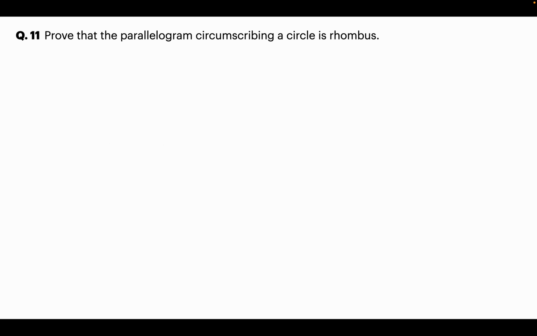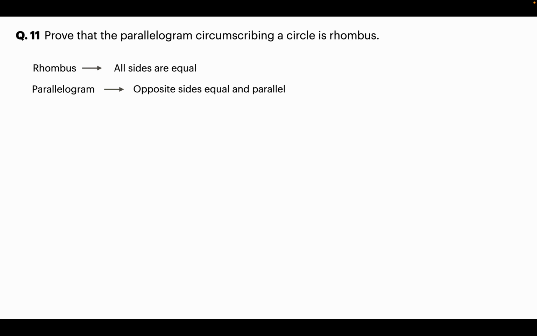Question number 11. Prove that the parallelogram circumscribing a circle is a rhombus. So a rhombus is a quadrilateral that has all its sides equal, and a parallelogram is a quadrilateral that has its opposite sides equal and parallel. Now let's try circumscribing a circle within a parallelogram.